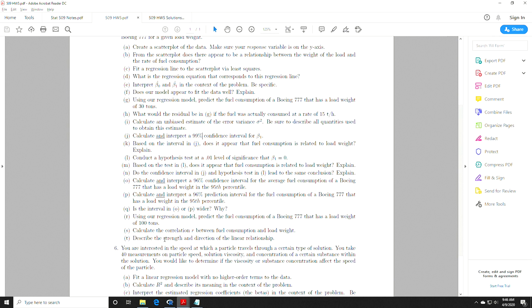Down to part T. Oh well, that's pretty much it, right? We already described the strength and direction of the linear relationship. Okay.